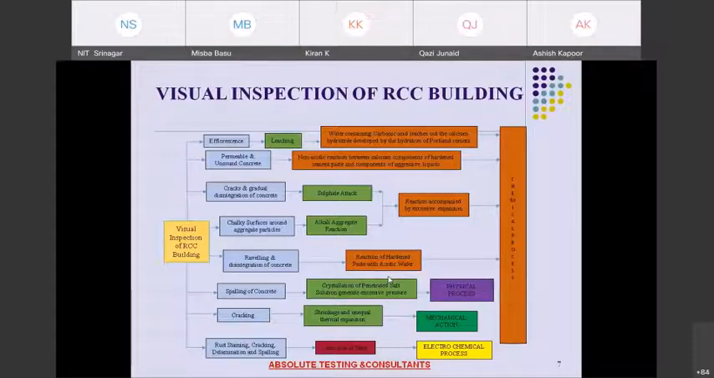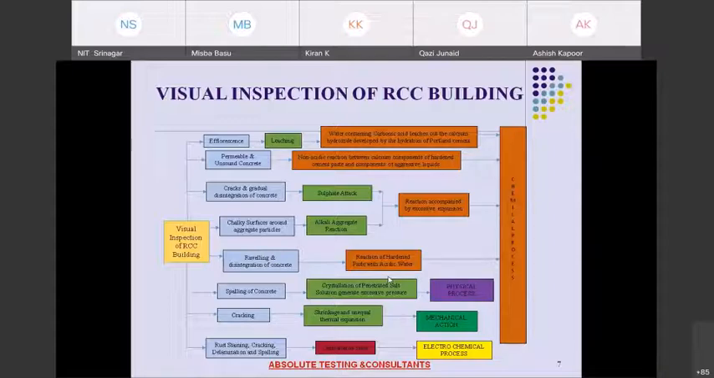Then second is permeable and unsound concrete. Here I am talking about permeable and unsound concrete, which means that your concrete is not of good quality. It is permeable, meaning water or moisture can ingress through it easily, and it's a non-acidic reaction between calcium components of hardened cement paste and components of aggressive liquid. This type of problem generally happens in industrial buildings where these types of aggressive liquids are used.